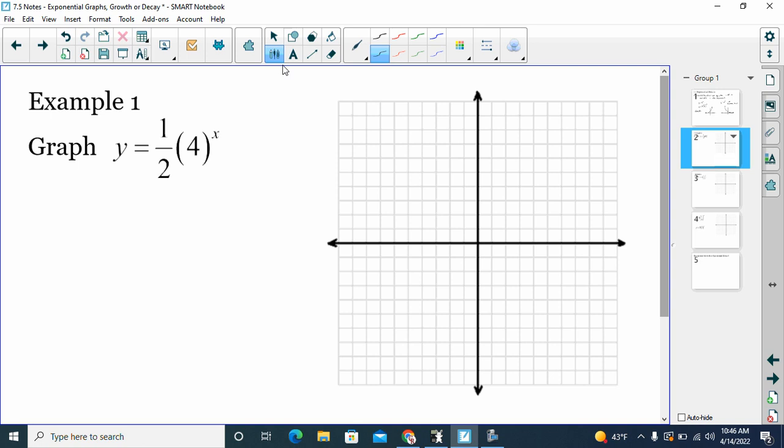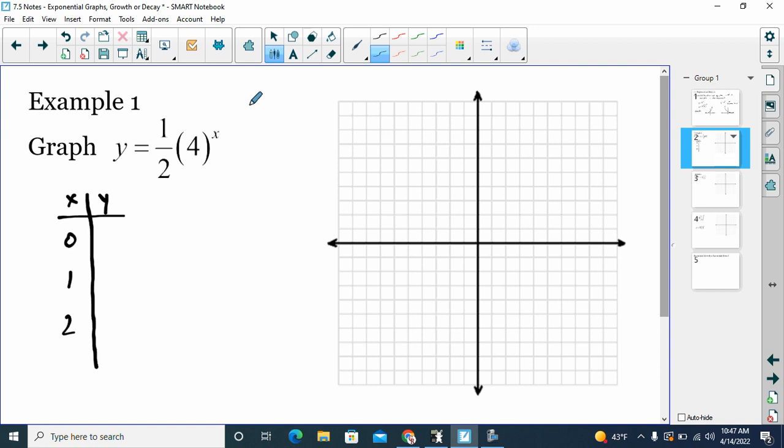The first thing we're going to do is graph an exponential equation. We are given y equals 1/2 times 4 to the x. To graph this exponential equation, we're going to make an xy chart. For these, we are just going to plug in 0, 1, and 2 for our x's and get our y's. The x values we're always going to plug in are 0, 1, and 2.